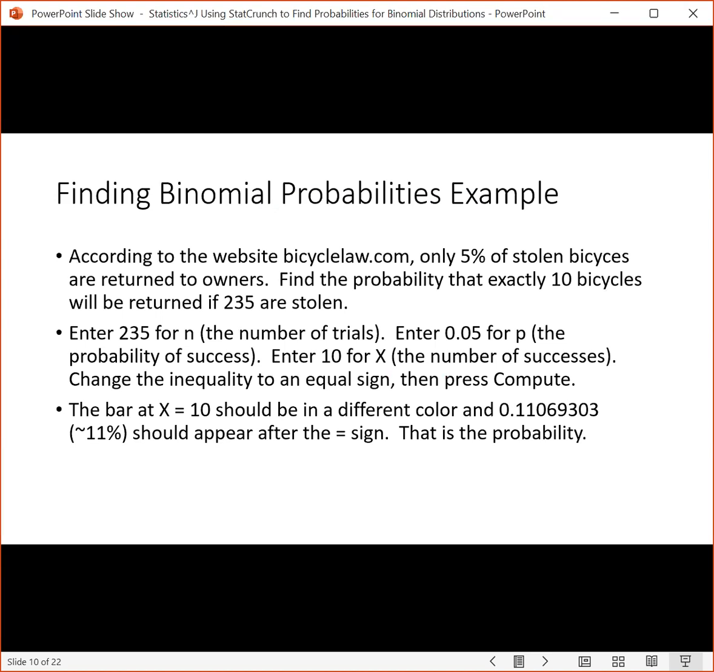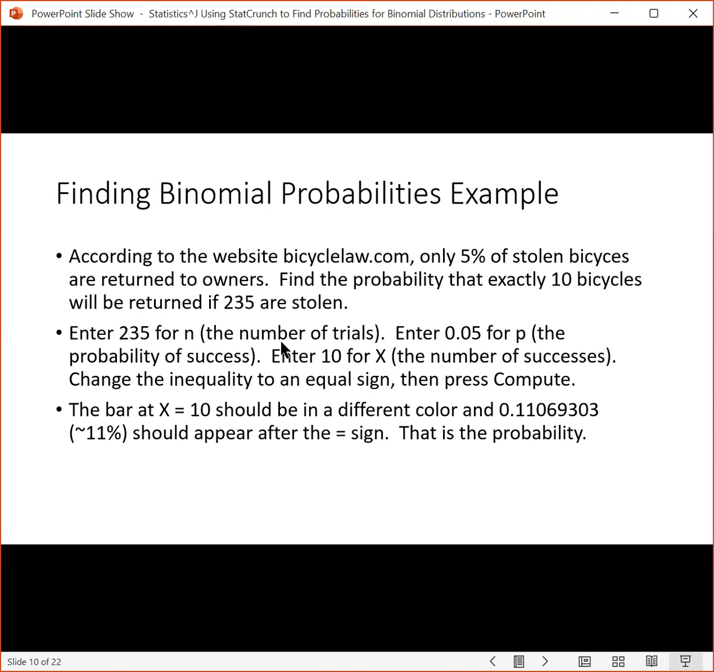Let's look at another example. Suppose we have the website bicyclelaw.com. Only 5% of stolen bicycles are returned to the owners. Oops, there's a little typo there, missed the L. Find the probability that exactly 10 bicycles will be returned if 235 are stolen. That's our experiment, and we just want to figure out what to fill in. If 235 are stolen, how many are returned? What's the probability that 10 are returned?